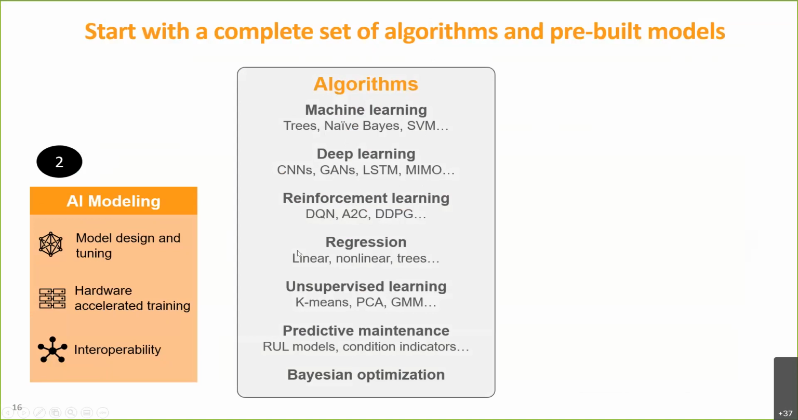Regression: linear is the simplest one, or non-linear regression methods, or decision tree regression. Unsupervised learning, for example, you can do k-means, PCA, GMM. Predictive maintenance, you can build RUL models, remaining useful life, and condition indicators. And definitely at the end, you can use a Bayesian optimization method to get the optimized values for the hyperparameters for those mentioned algorithms. Definitely, there are more algorithms in machine learning and deep learning.